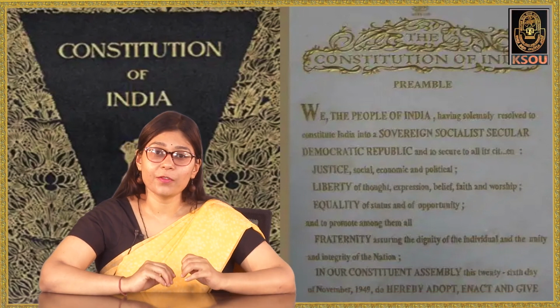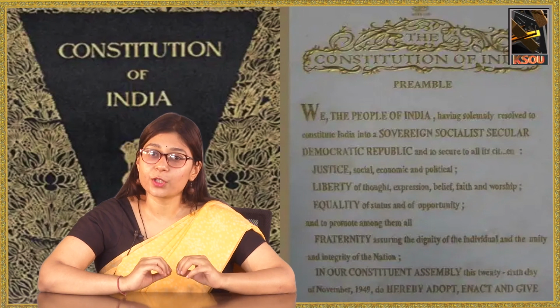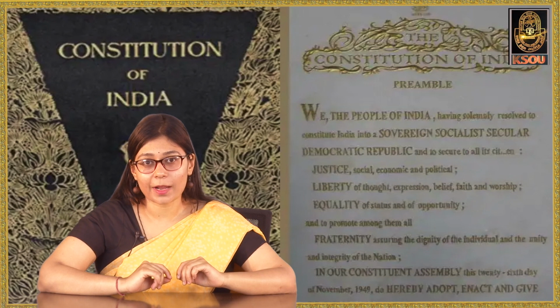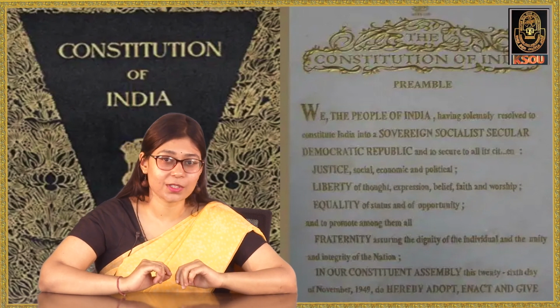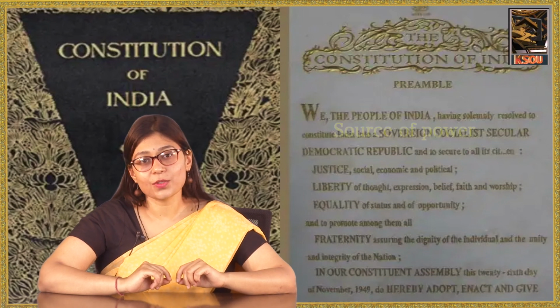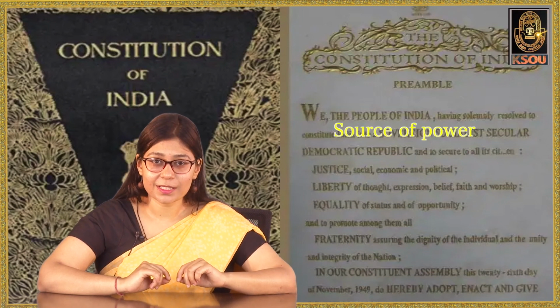Thus, as we have observed, the preamble predominantly highlights four key points. These are also called the four main ingredients of the preamble. They are as follows. Number one, the source of power, which is the people of this country or the citizens.